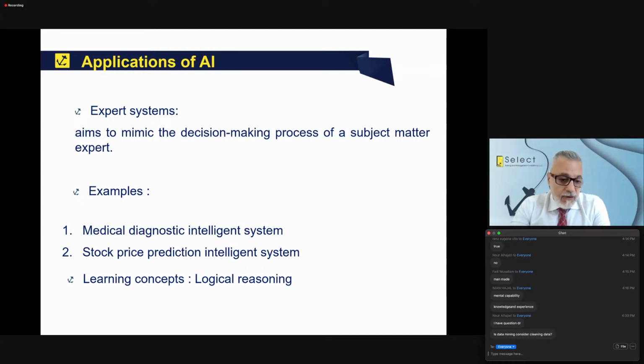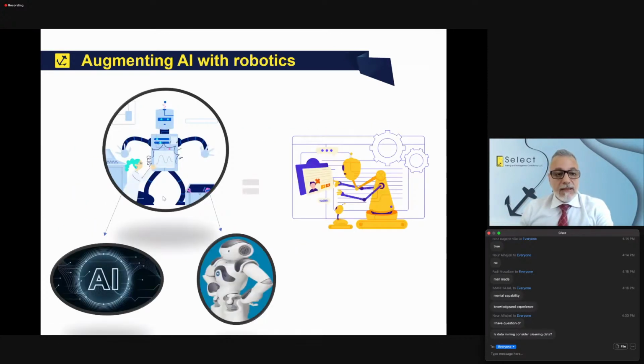So we can develop, for example, a medical diagnostic intelligence system. It will help to identify certain areas which are difficult for humans to identify. Stock price prediction. So it's based on logic and reasoning. Okay, so this is a different form of AI.